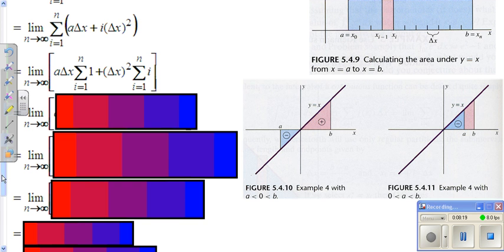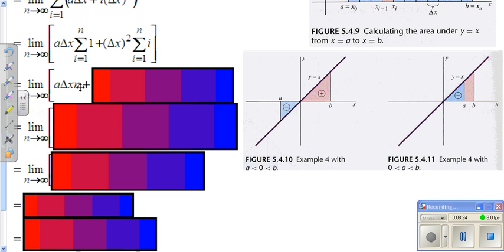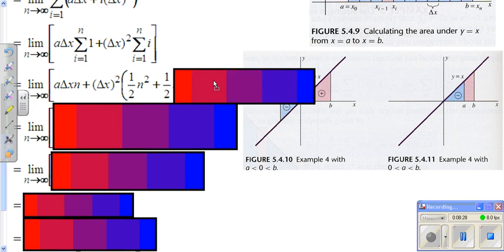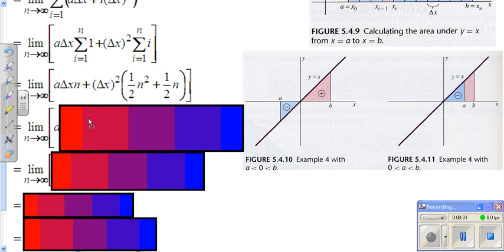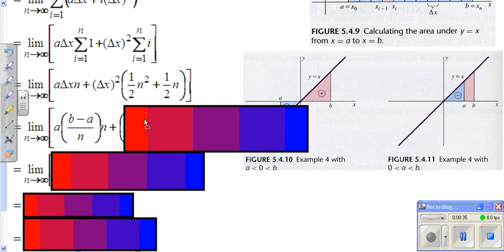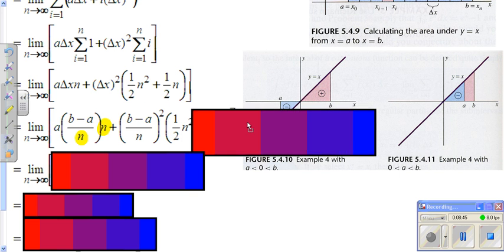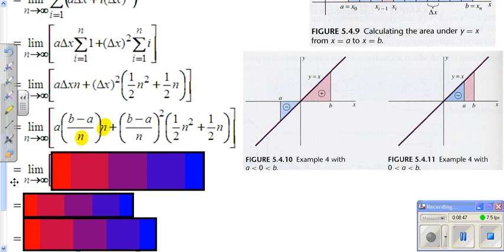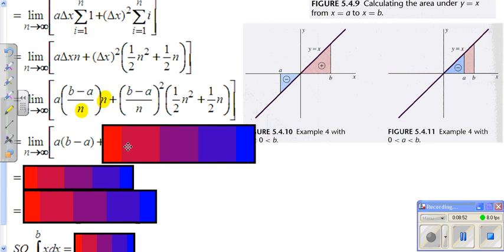You have a formula for the sum of 1, which is n, which we have here. You have a formula for the sum of an i, which we have here. Let's plug in what delta x is. And in this case, when you plug in delta x, your n here would drop with that n. Plug in your delta x here. You still have this afterwards. So we have a little bit of simplification there.